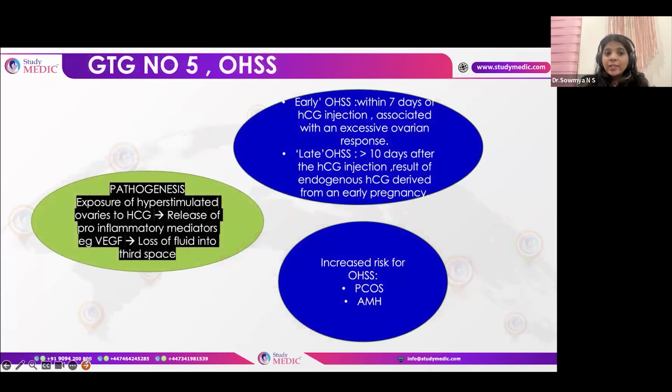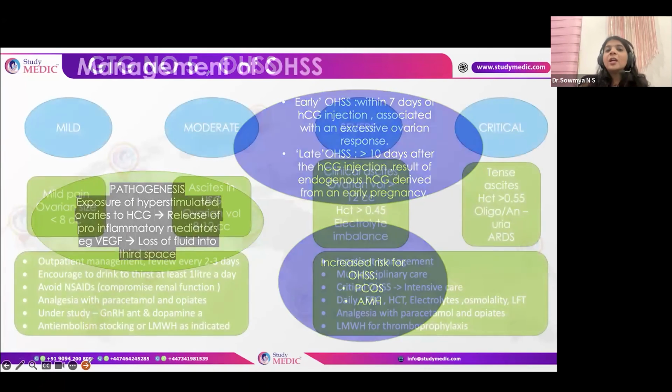What about OHSS? Please remember, this is the culprit, okay, which can cause the OHSS. OHSS is more seen obviously with PCOS, when you offer ovulation induction drugs. Early is within 7 days, late is more than 10 days, and people who are at risk are PCOS, and the other one, women with increased AMH. Okay, and this is the culprit, VEGF. Okay, that's the factor which causes it.